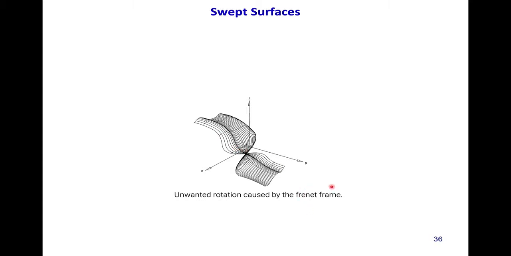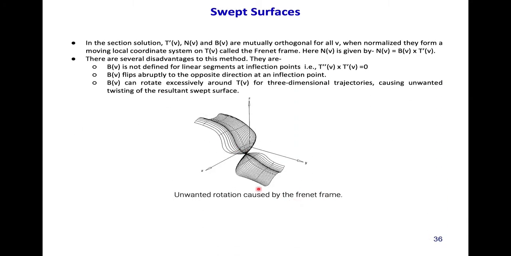If we use the Frenet frame, then there will be unwanted rotation. We can see how. So in the denominator, that is t double dash v cross t dash v, it can become 0. So those points are called inflection points. At those inflection points, b is not defined, and it flips abruptly and it can rotate excessively.